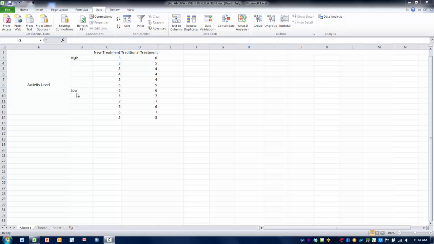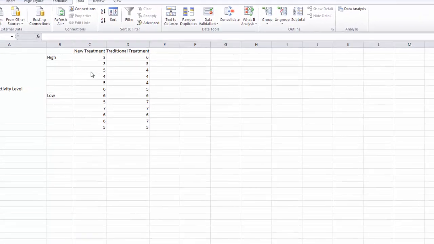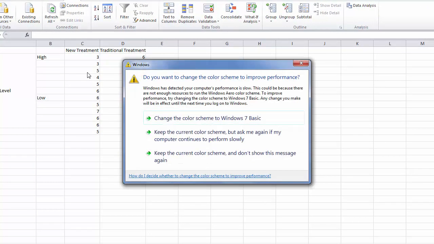so a high activity level or a low activity level, and then the patients are going to receive two different treatments, and then we're going to measure their depression level on a scale of 0 to 10, with 10 being highest level of depression and 0 being no level of depression. So the subjects are going to receive both treatments, so this is referred to as a crossover design, so it's the same subjects receiving both treatments.